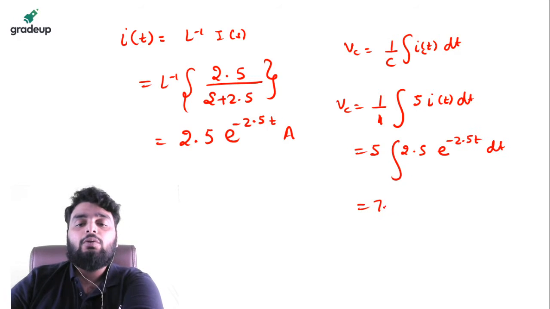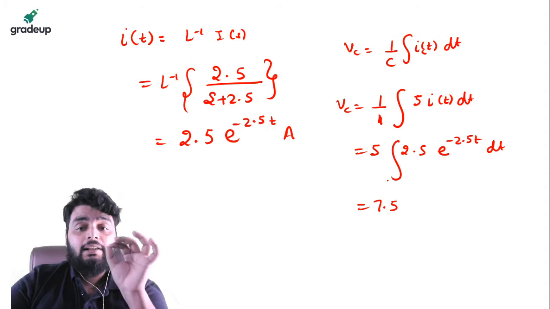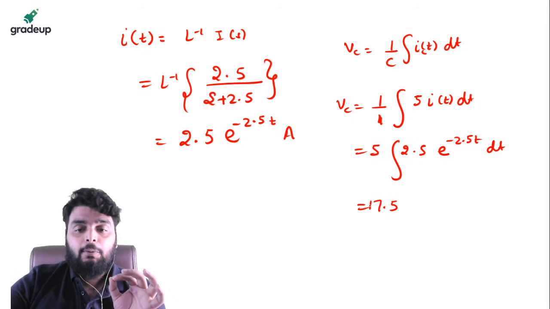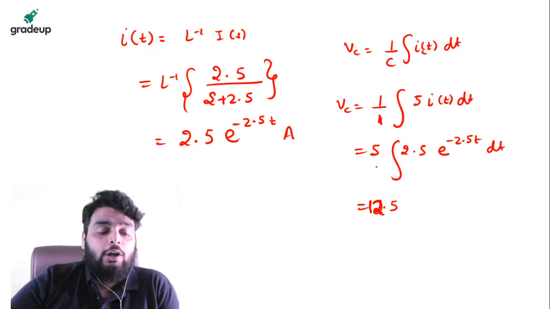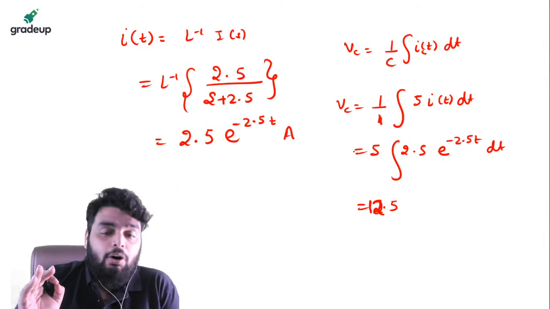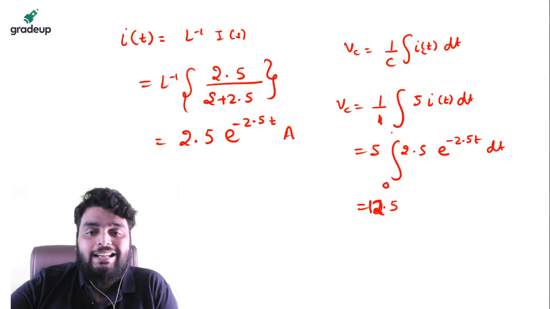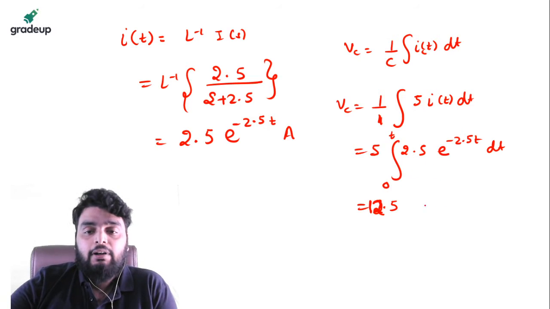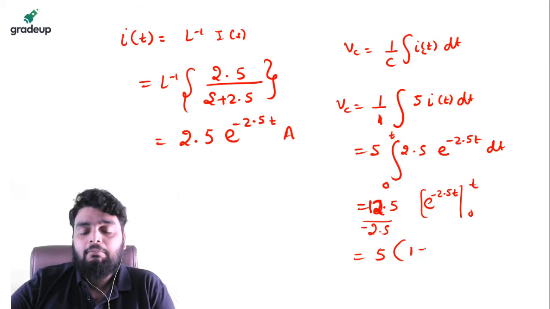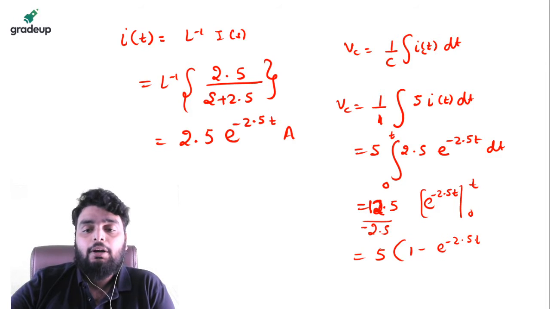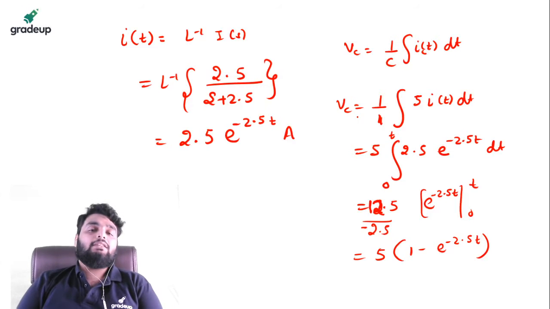Just do its integration. So how much did it come to? Sorry, not 7.5, it is 12.5. Remember how the integration will be done. The limits are very important. From where to where? From 0 to t. So when you integrate this one, you will get e raised to power minus 2.5t from 0 to t divided by 2.5, or I will get 5 by minus 2.5, that is 5 times 1 minus e raised to power minus 2.5t. So this is the answer for the capacitor voltage.